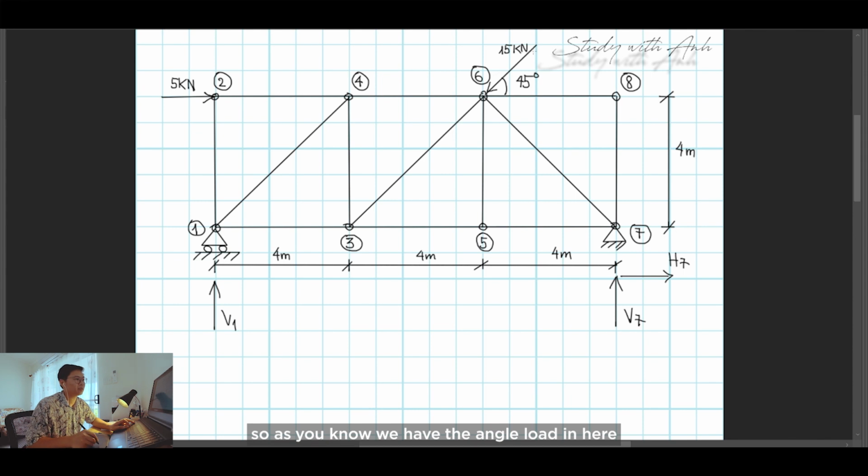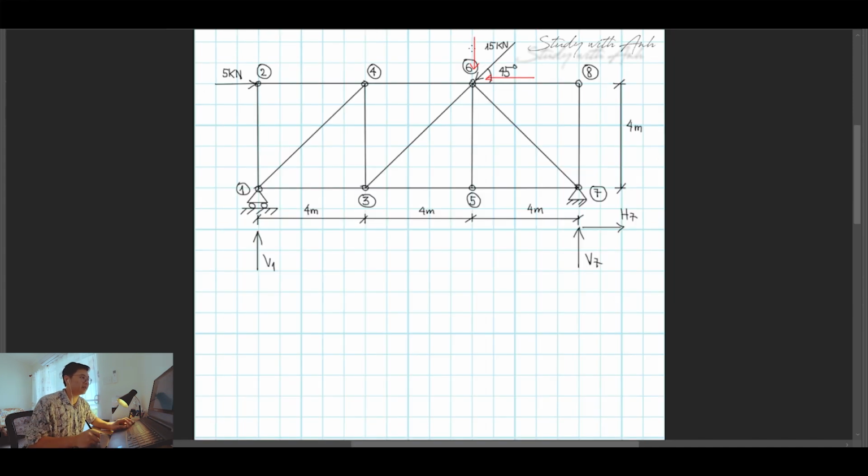As you know, we have the angled load here. We can rearrange it into the vertical load and the horizontal load. That's the vertical and that is the horizontal. So what is the value of the vertical load? It's going to be 15 multiplied by cos 45, which means 10.6 kilonewton. And this one is 10.6 as well because it's the same thing, 45. But just keep in mind, sometimes the angle is not 45, it can be 30 or something like that. You need to consider it.